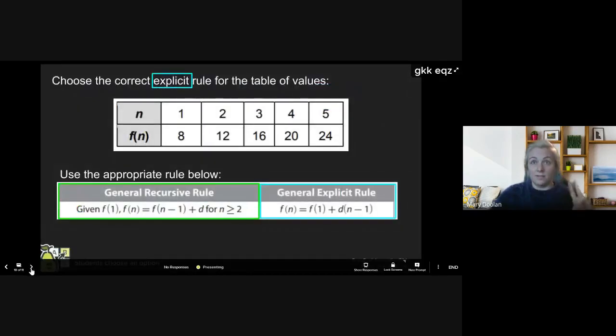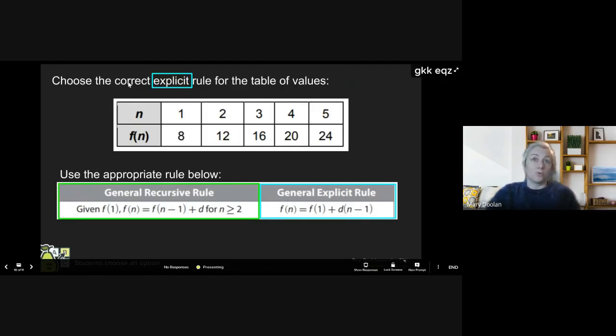All right. Multiple choice question here. Choose the correct explicit rule. I put those cheats right here for you. So we're talking about the explicit rule this time. Here's the explicit rule general formula: f of n is equal to f of 1 plus d times n minus 1.